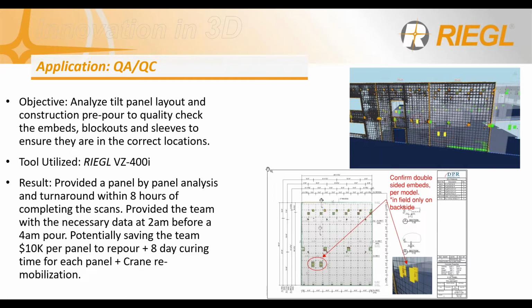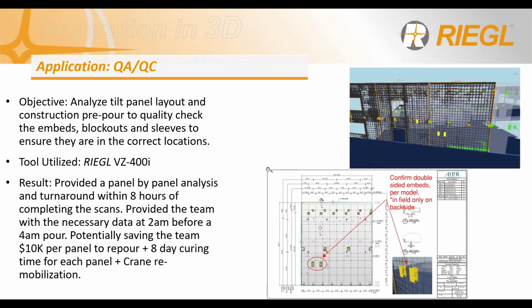As you guys can see in the bottom right screenshot, there was an area that required a double-sided embed that showed as such in the model but was only one-sided in the field. This adjustment, being able to be made on the fly, potentially saved the team roughly $10,000 per panel to re-pour, not to mention the 8-day curing time for each panel and crane remobilization. This panel by panel analysis was able to be done within 8 hours of the scan completion, and thanks to LiDAR, saved the company from a delay in schedule and quite a bit of money.